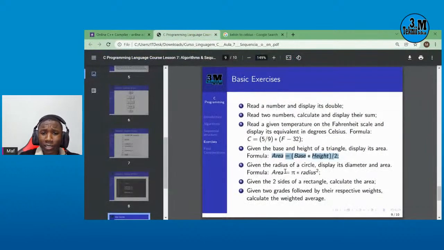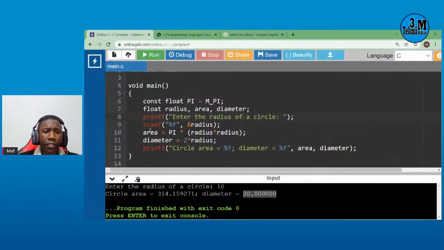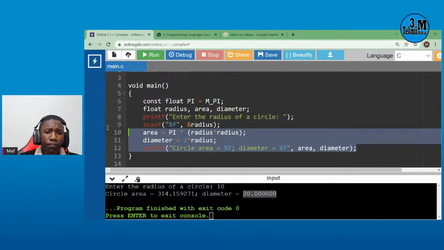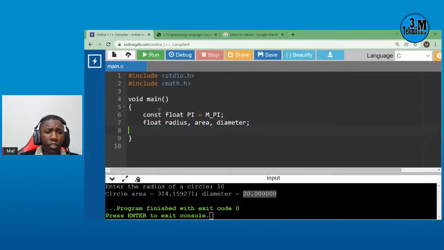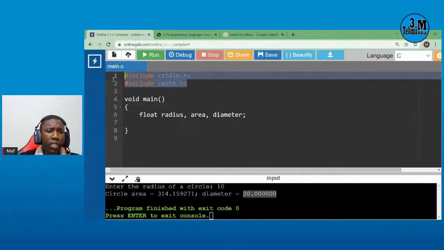Okay. Last exercise, I suppose: given two sides of a rectangle, calculate the area. This is very easy, and we can do this to calculate the average of 2 marks from a student. So in this case, let me delete all of these.